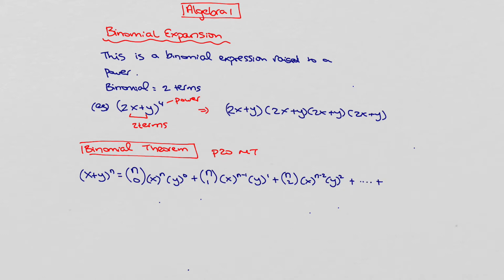plus all the way till we get to n choose r, x to the power of n minus r by y to the power of r, plus all the way until we get to the very end, n choose n, x to the power of 0, y to the power of n. So as I said, we don't need to know this off by heart. It's all in our tables.